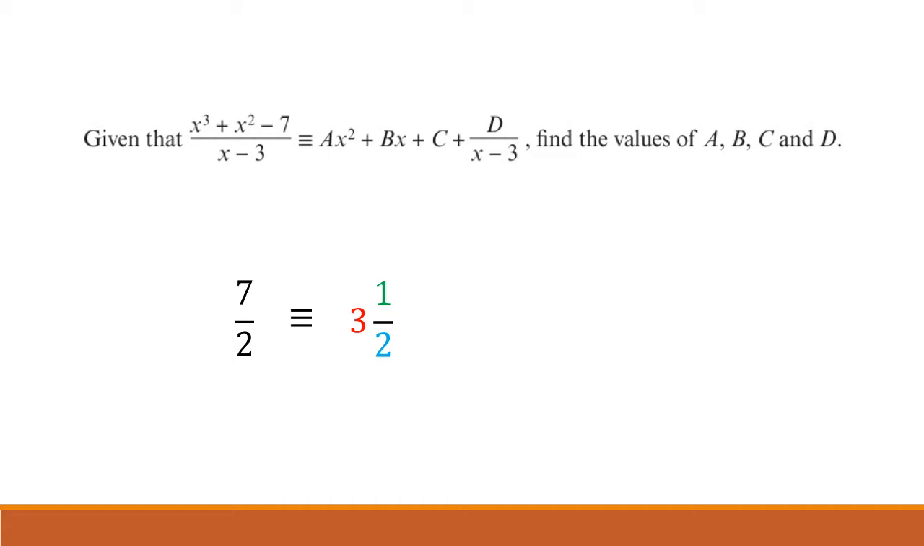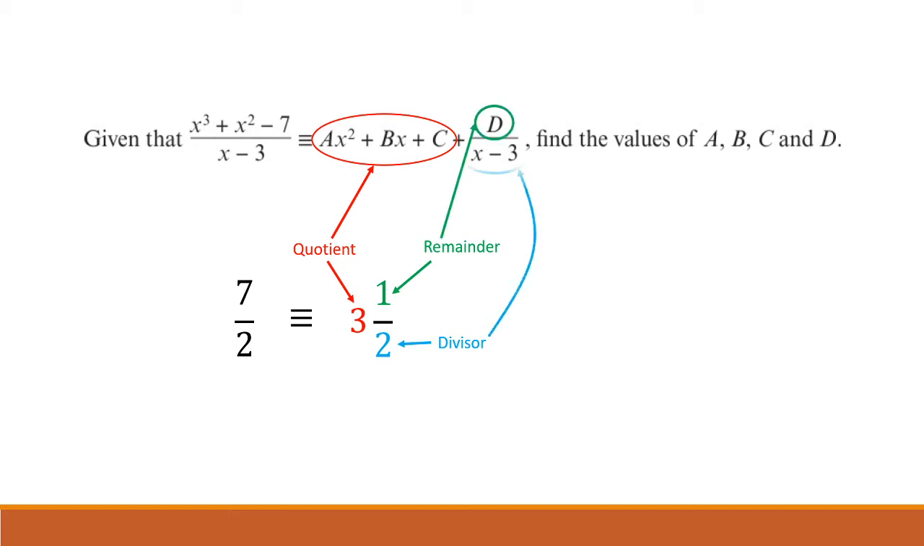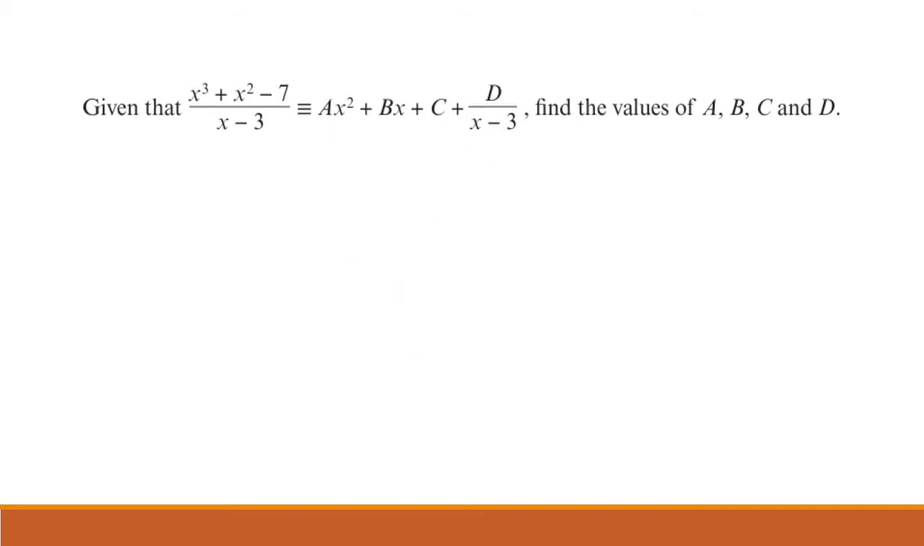Let's say you have a number fraction like 7 over 2. That can be written as a mixed fraction 3 and 1 over 2, where 3 is the quotient, 1 is the remainder and 2 is the divisor. Now, if you look at that mixed fraction there, ax squared plus bx plus c is your quotient, d is your remainder and x minus 3 is the divisor. So that's in the form of a mixed fraction. Okay, let's try to solve this question.